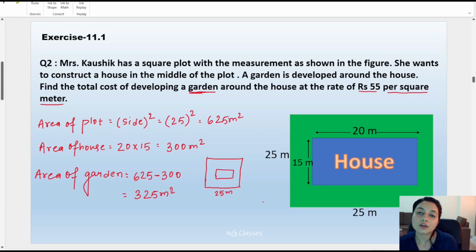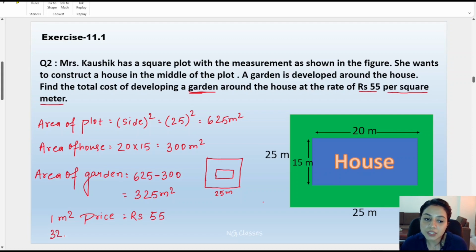Once we got the area of the garden, now easily we will be able to calculate the cost of developing the garden at a given price. So for 1 meter square, the price is rupees 55. So for 325 meter square, what will be the price? It will be 325 times 55, that is 17,875 rupees.